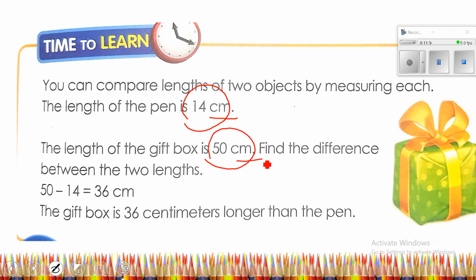So here both measurements are in centimeters. I have to find the difference. Perfect. It's 50 minus 14. The answer will be 36 centimeters. So the gift box is 36 centimeters longer than the pen, or we can say that the pen is 36 centimeters shorter than the gift box. So you can put the longer first or you can put the shorter first.